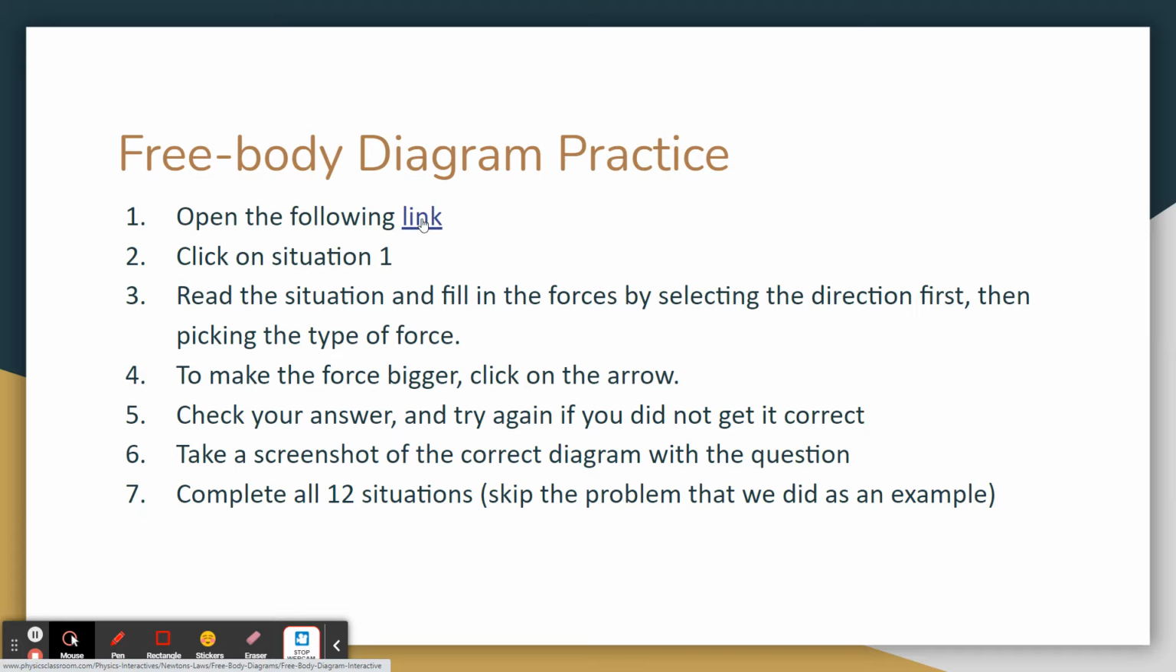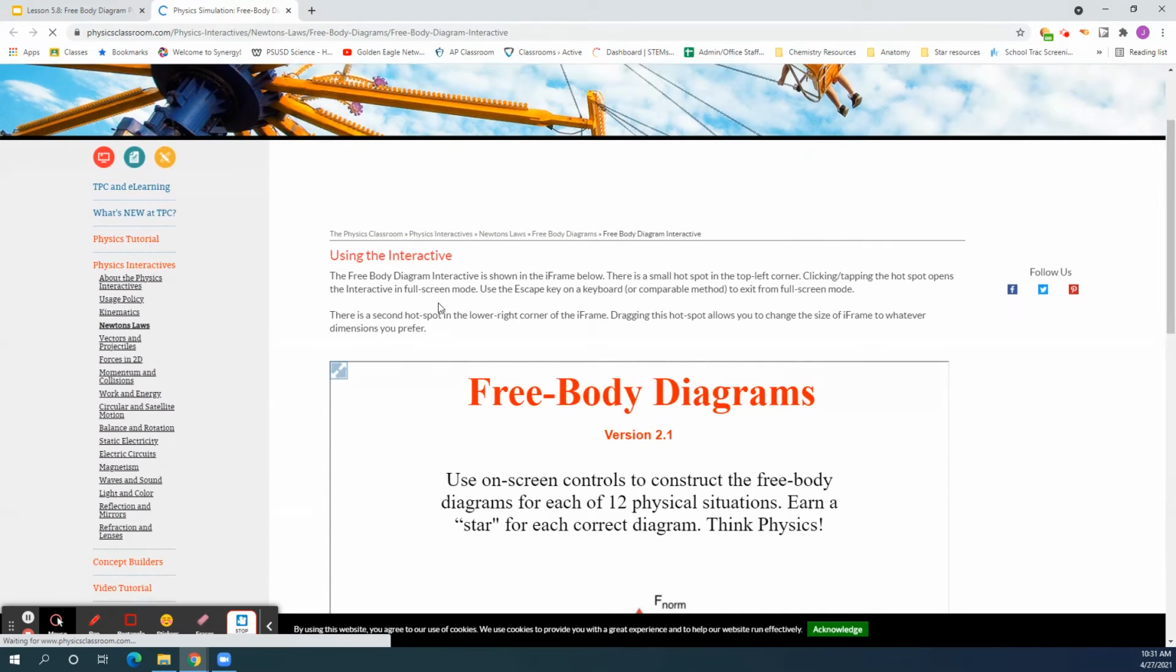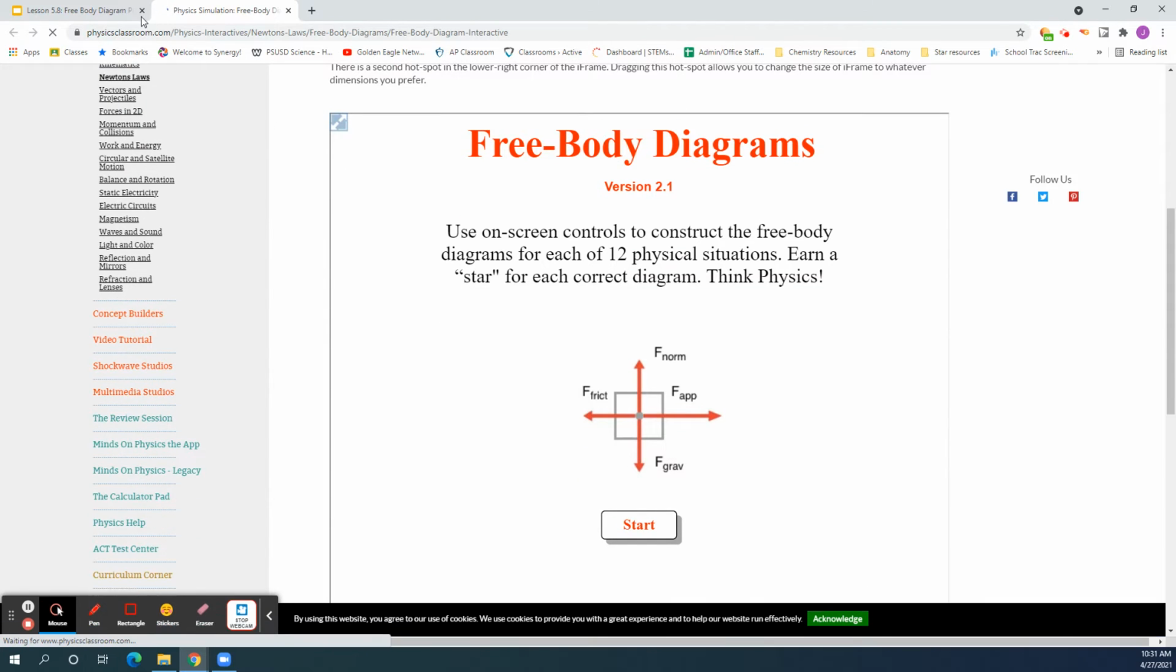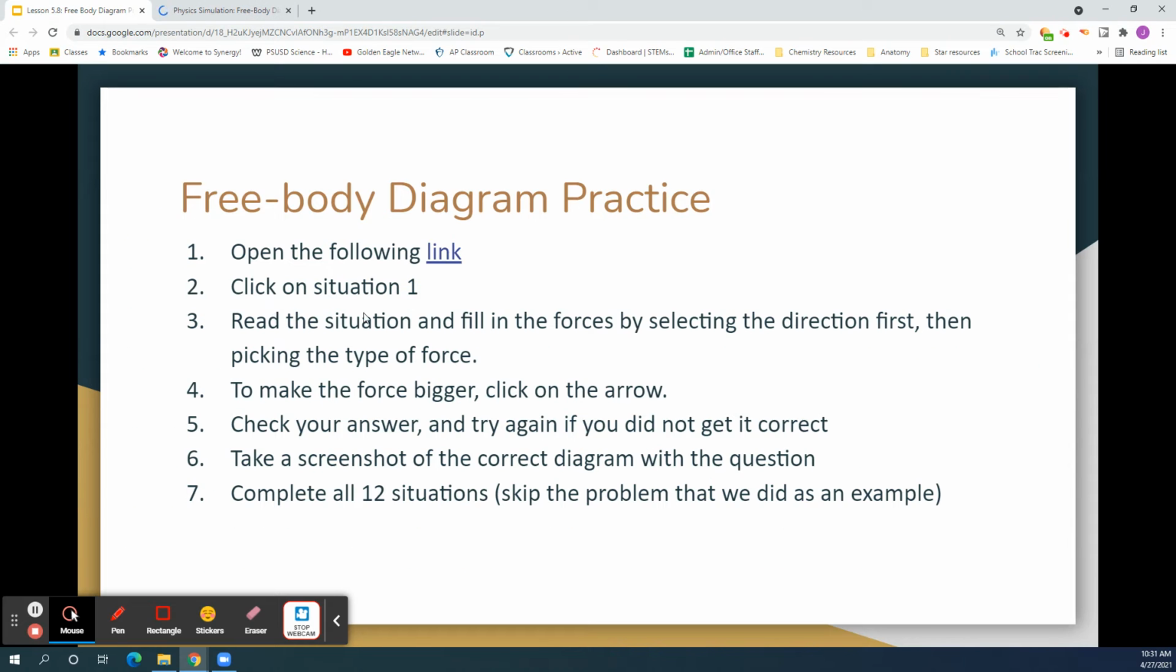There's a link that's included here, which will take us to our simulation. Our goal is to complete all 12 situations, and we're going to do one example together. We're going to read each situation and fill in the forces by selecting the direction first, then picking the type of force. To make it bigger, you're going to click on the arrow.